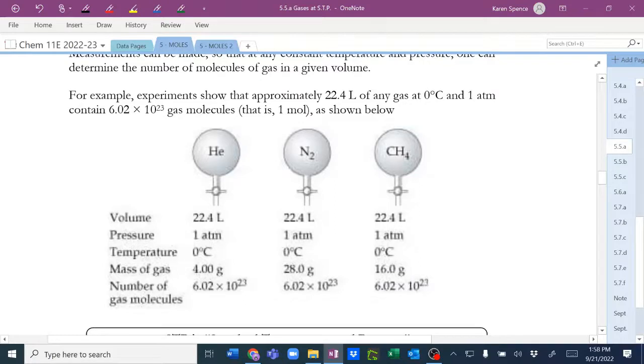So the masses will be different, but the volumes will be the same, because the particles weigh different amounts, but the number of particles is staying the same.